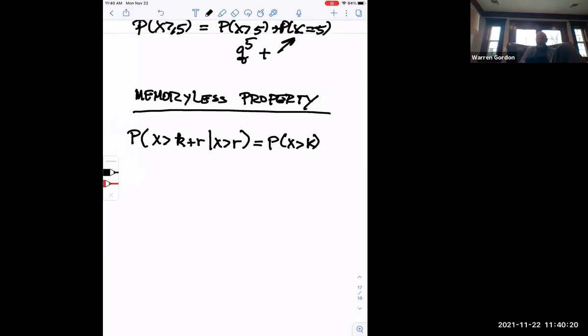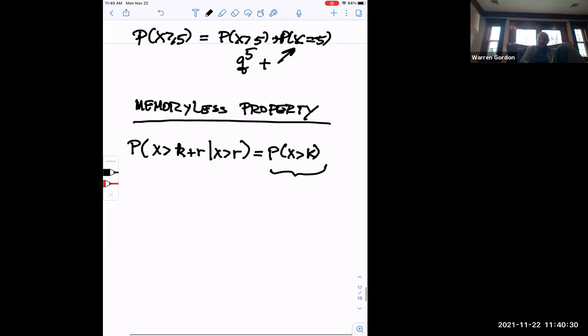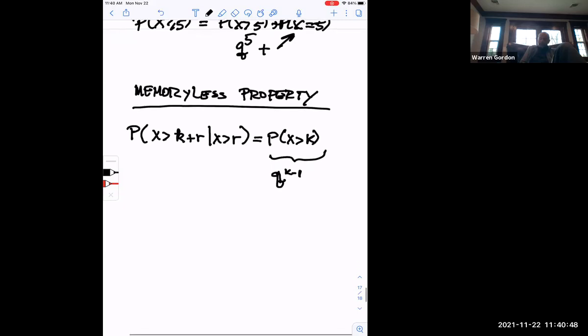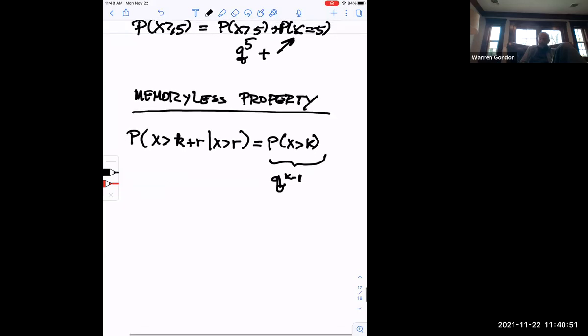So how do we prove this? Well, firstly, notice I showed you a moment ago that the right-hand side, the probability that x is greater than k, is just q to the k. Let me work it. So I need to show the left-hand side is equal to q to the k. Well, how do I do that?